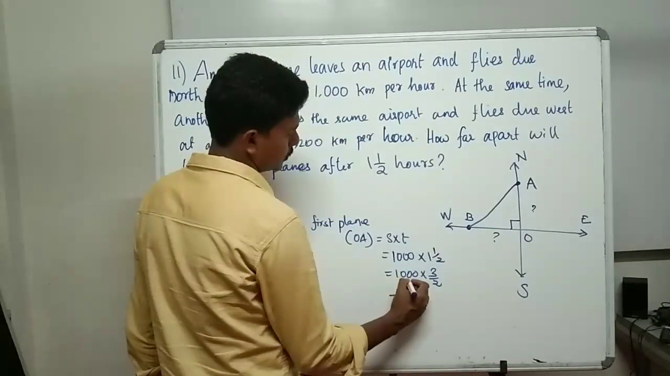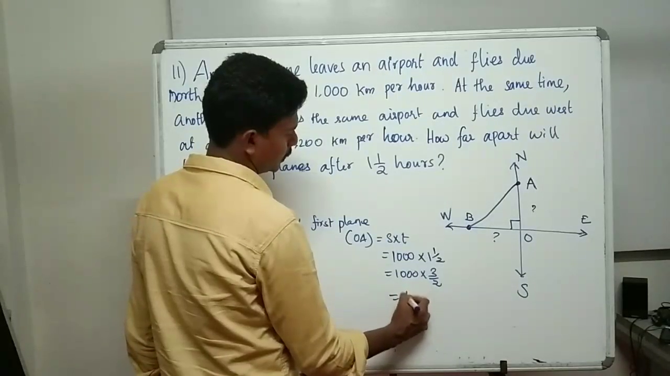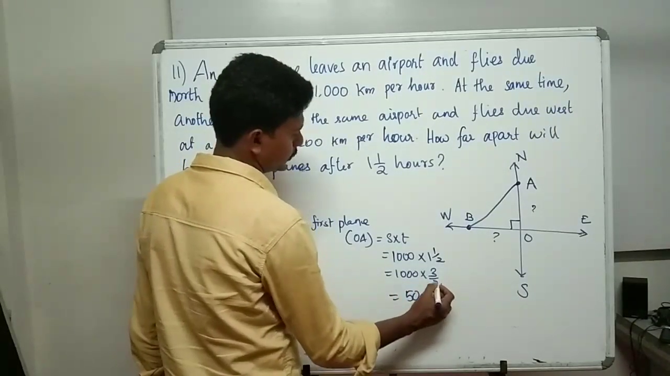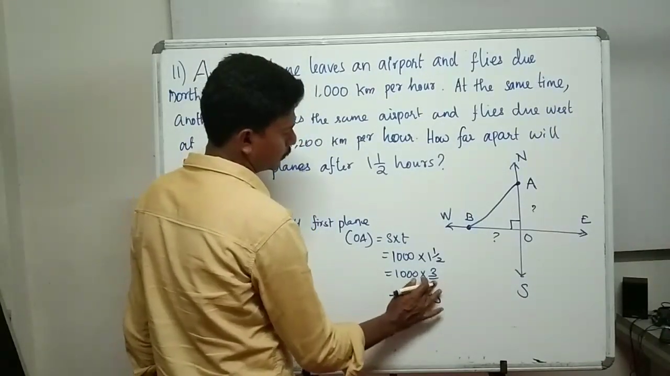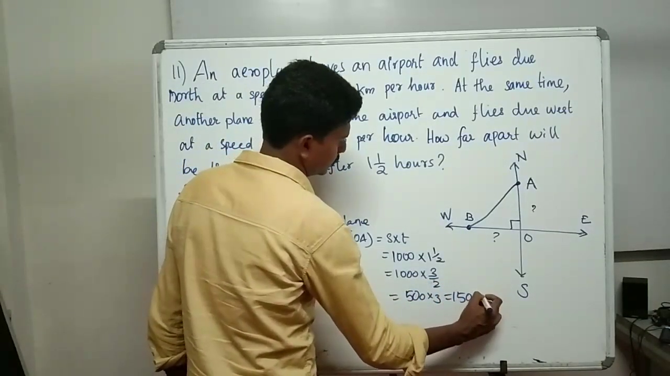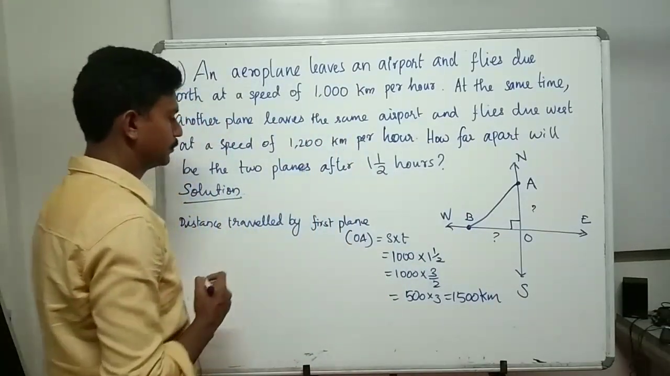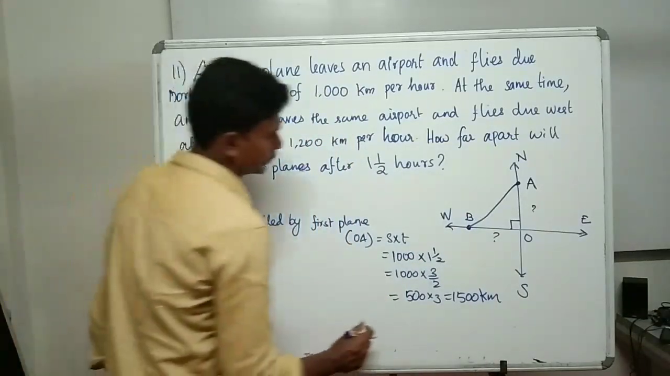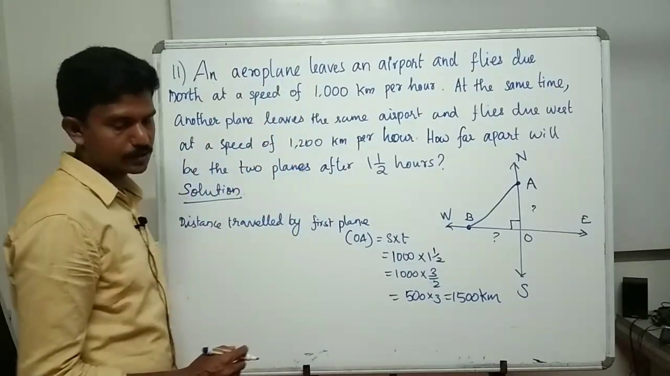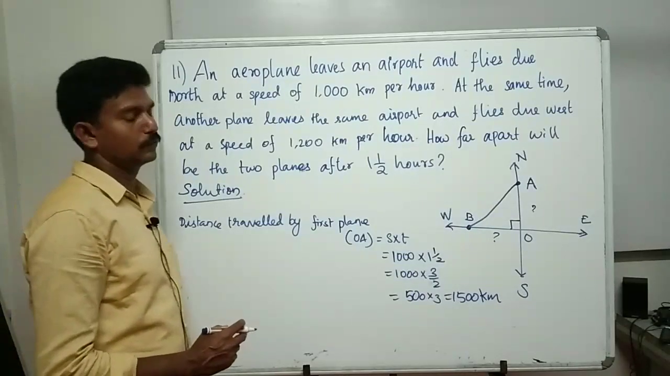So when you simplify, we get 500 into 3, and 1000 goes 2 times, that is 1500 kilometers. Similarly, we can calculate the distance of OB.